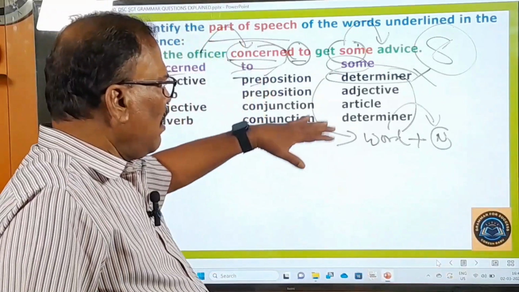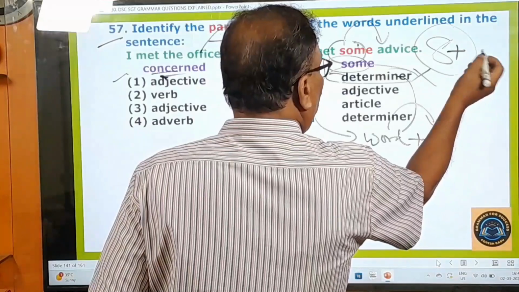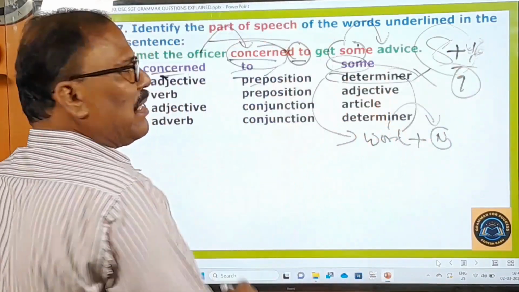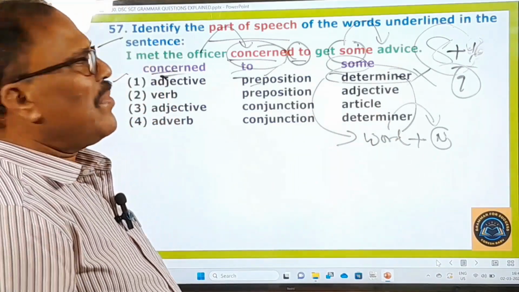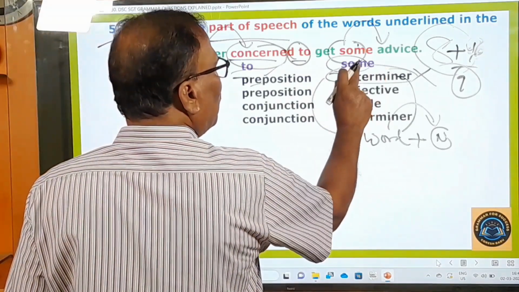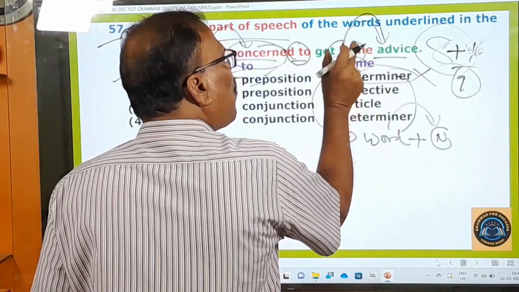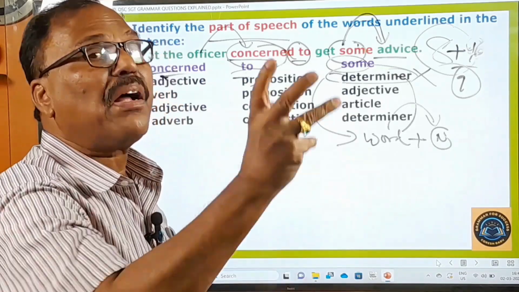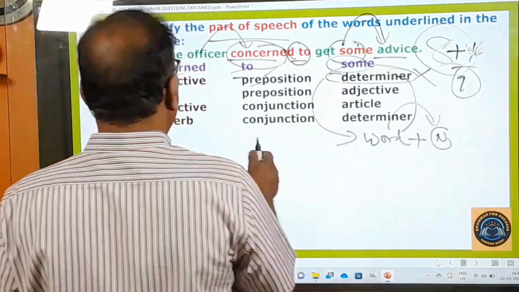But nowadays, the modern grammarians are saying that there are not 8 parts of speech, but 9 parts of speech, 8 plus 1. They have taken determiners also as a part of speech. But I don't agree with them. And anyway, this some is an adjective. Some advice. It's an adjective of quantity. It's an adjective of quantity. Some advice.